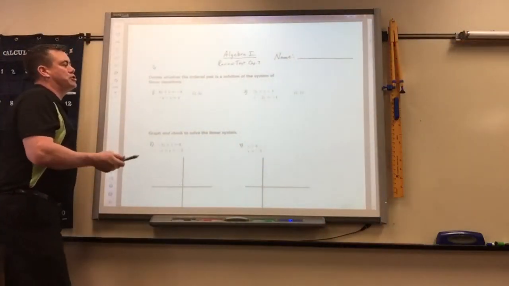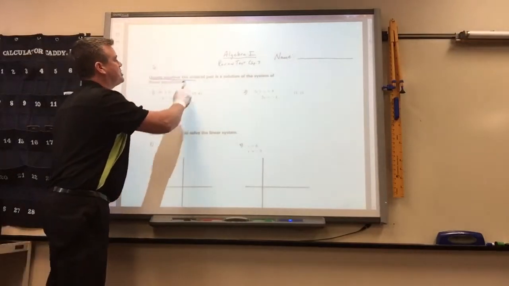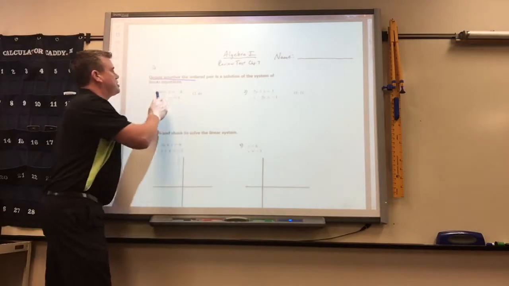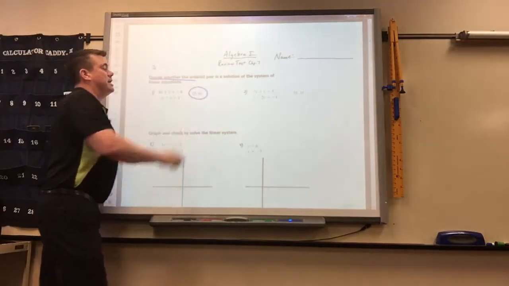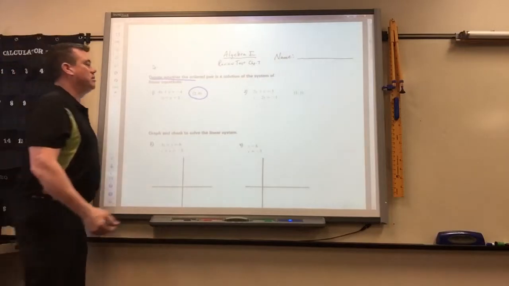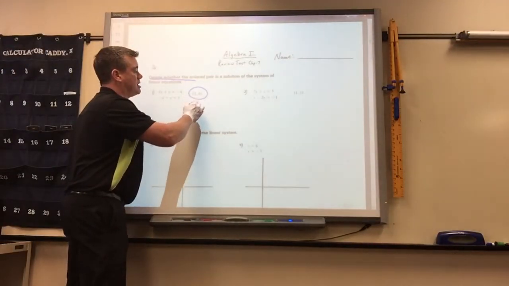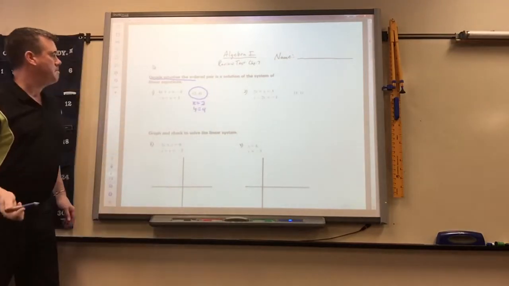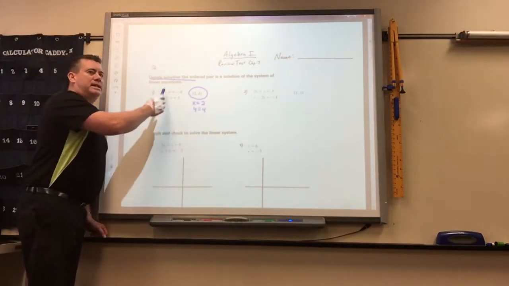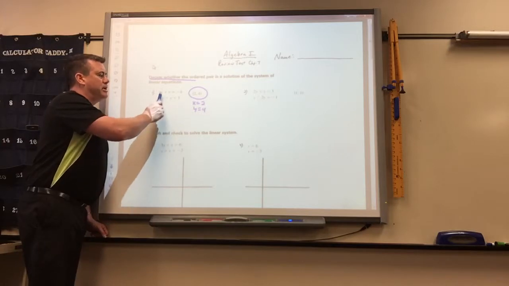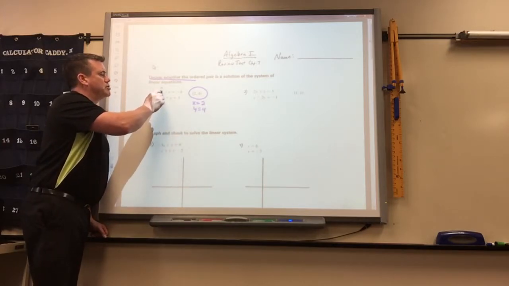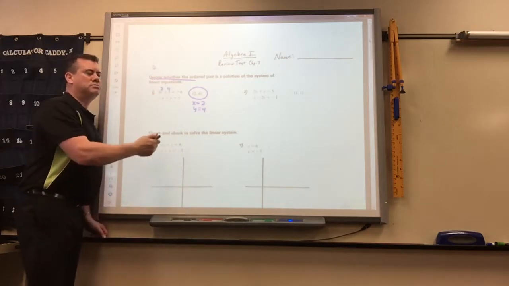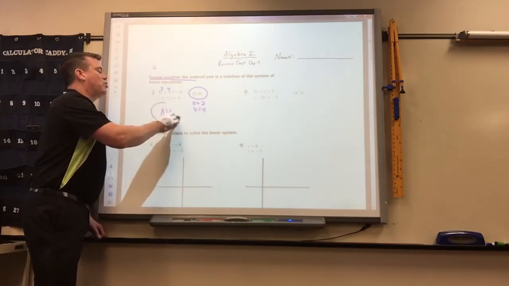So the first two, it's just a yes or no. Decide whether the ordered pair is a solution of the systems of linear equations. So there's the ordered pair. That means x is 2 and y is 4, because they're alphabetical, remember? So what you got to do is plug it into both. If I put it in here, 4 times 2 plus 4, does that equal negative 4? No. No, so you're done. It's got to work in both.